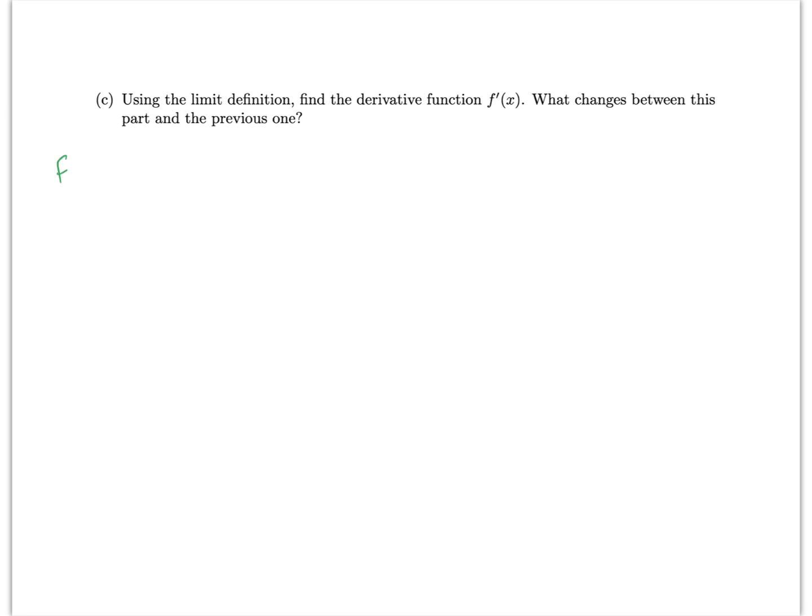So f prime of x, the limit definition says the limit as h goes to 0 of f of x plus h minus f of x, all over h. So in the previous example, these x's were 2's, okay, which made the answer come out to a number. And now my x's are variables. So my answer is going to have a variable in it.